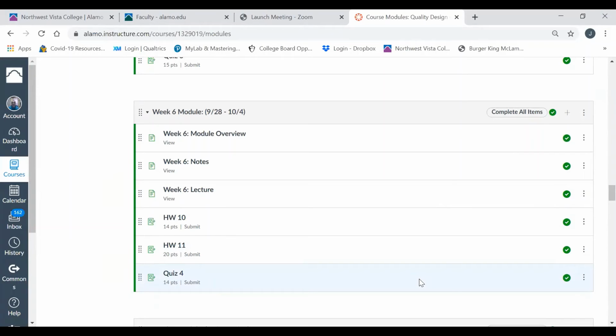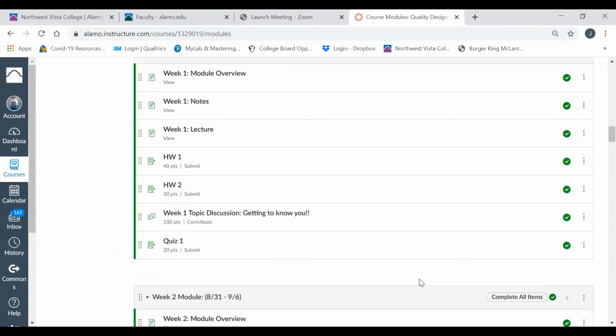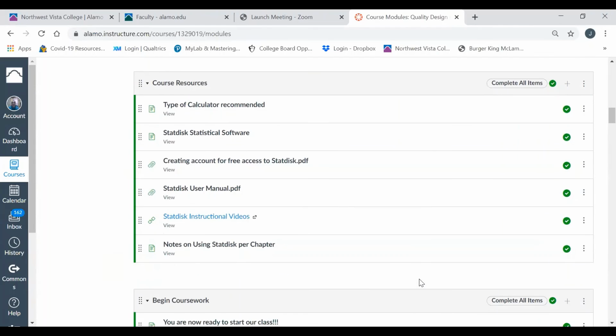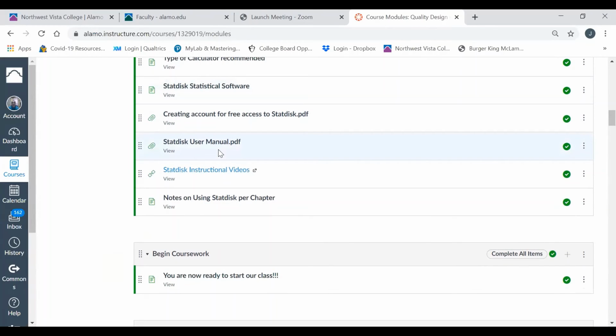Some key ideas that I learned is, now that I upgraded the course, it's more accessible. The due dates are more readily available for the students, so it's more organized, and they know the due dates for the homework, the quizzes, and the exams. I also included resources for the students, links so that they know how to use a calculator or StatDisk. And it encourages critical thinking with the discussions in this course.